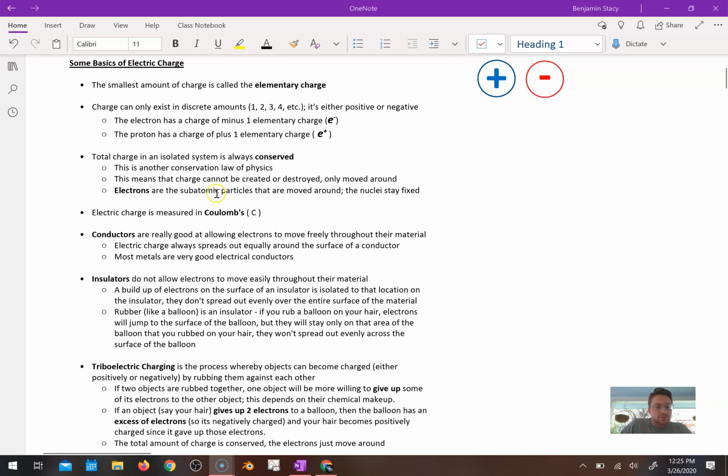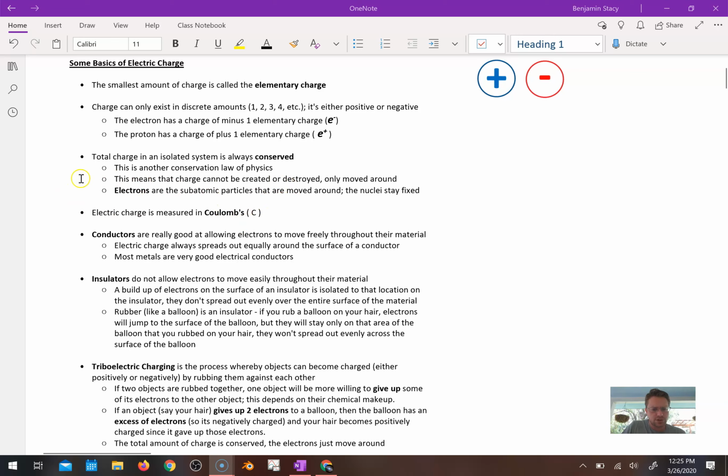The electrons are the particles that are moving around. So we don't say the protons are moving to another object. It's really just the electrons in the outermost shells of the atoms that are able to move. Sometimes certain materials will let their electrons move more easily. Metals will do that. Other materials will not let electrons move so easily.